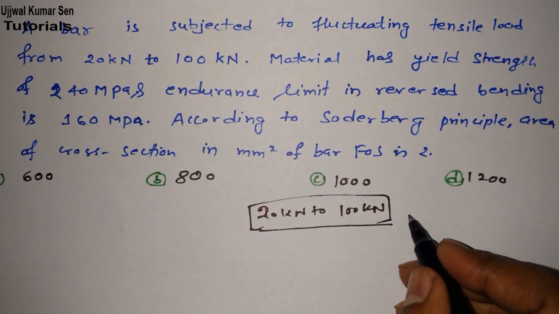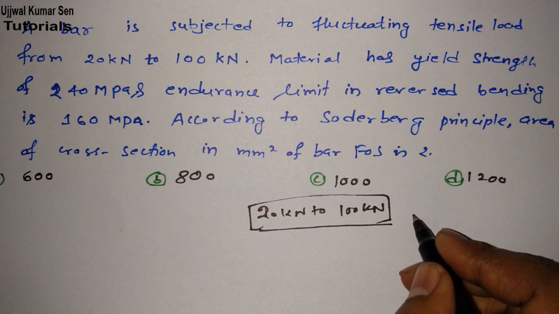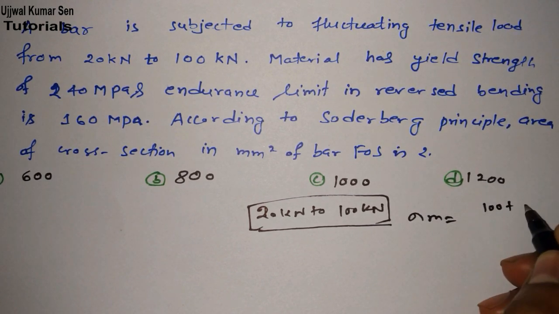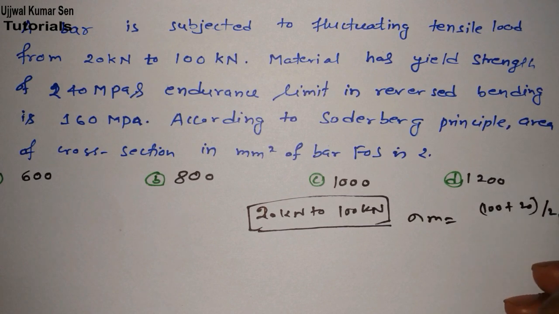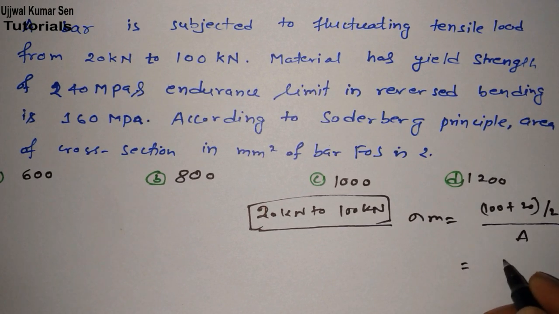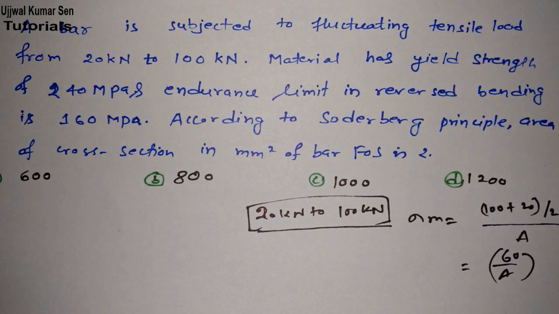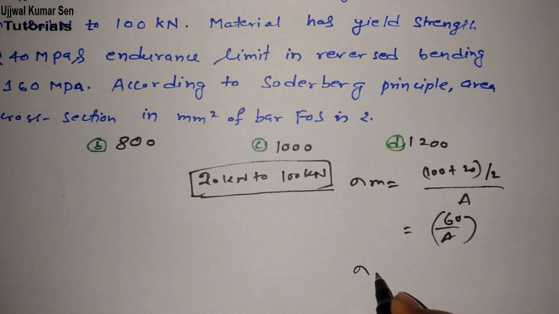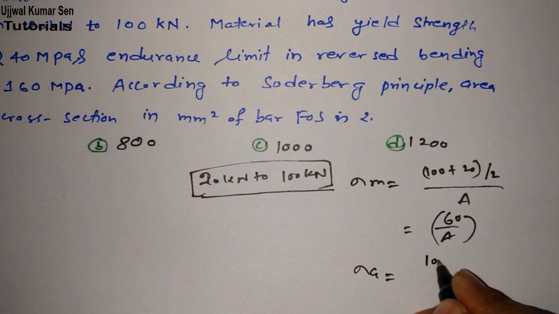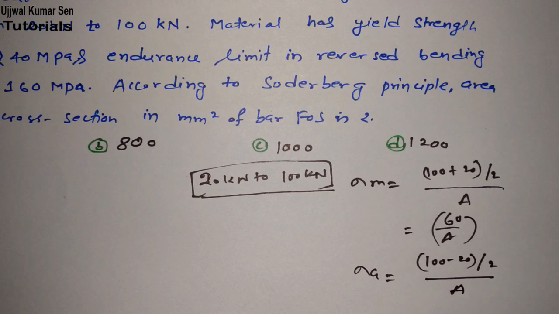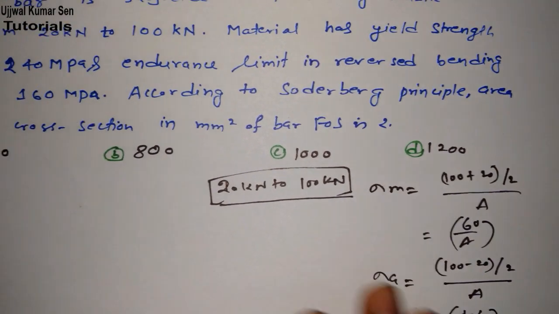Now if it is fluctuating, we can find its mean stress from here. That is 100 plus 20 divided by 2, by area. That means 60 by area is the mean stress, and from here we can find sigma A. That is 100 minus 20 divided by 2, by area. That means it's 40 by area. Now we don't know the area basically.